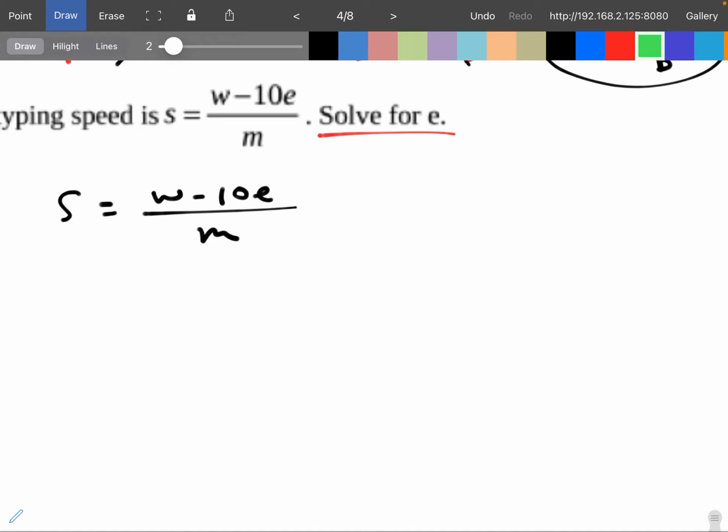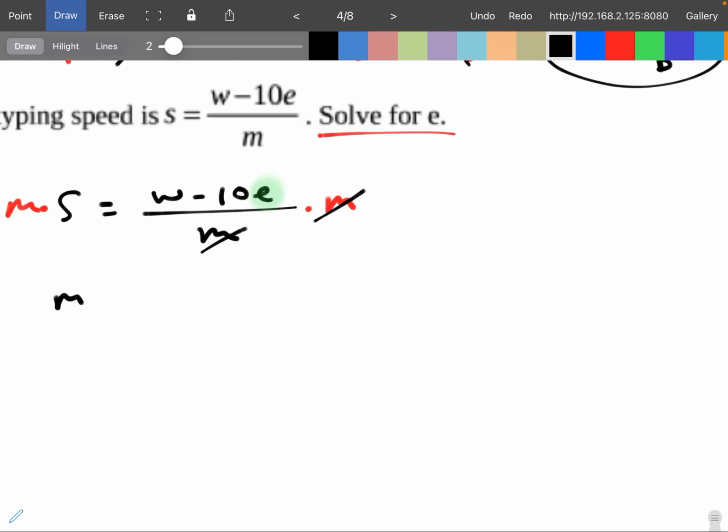Now how would I get rid of that m? I'm trying to get this e by itself again. So the first thing I want to do is get rid of that m on the bottom. The opposite of dividing by m would be multiplying by m. So I'm going to multiply this side by m, and I'm going to multiply the other side by m. Then you should see that those m's will cancel.